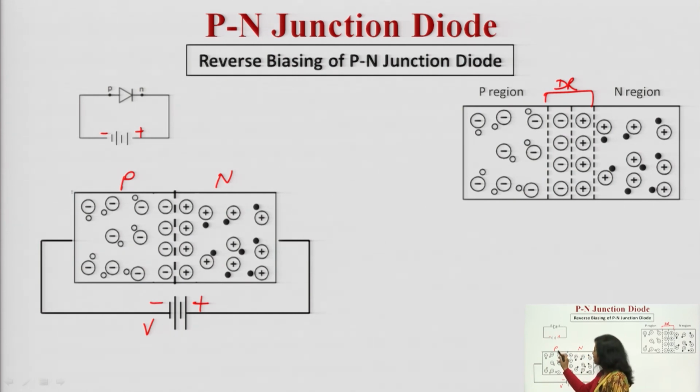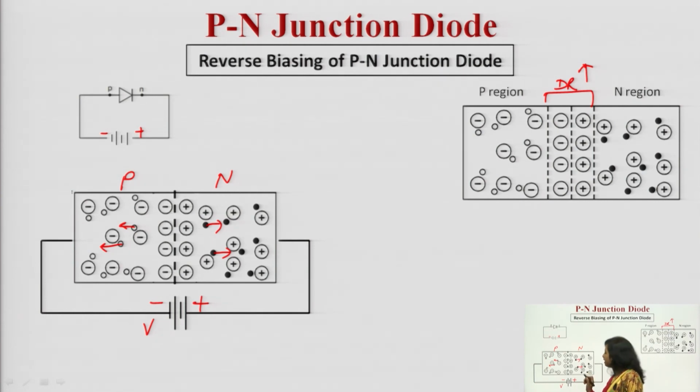So what is going to happen? Holes are having positive charge. Because of this negative terminal of the battery which is being attached to P, holes will be moving away from the junction, means now they are moving away from the junction. Similarly, electrons which are having negative charge, these electrons will be moving away from the junction, means they are moving towards right. It means now this depletion layer width will increase.